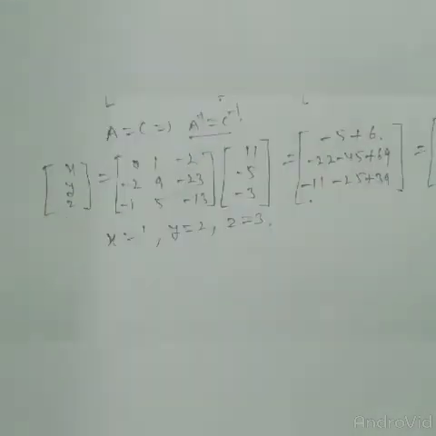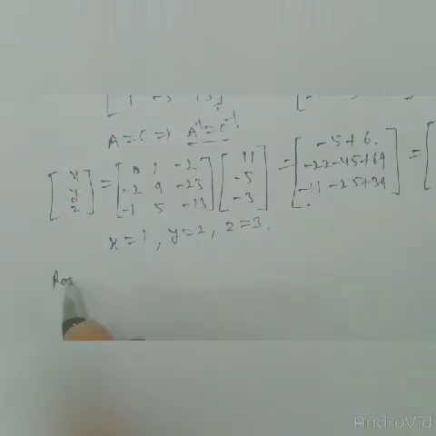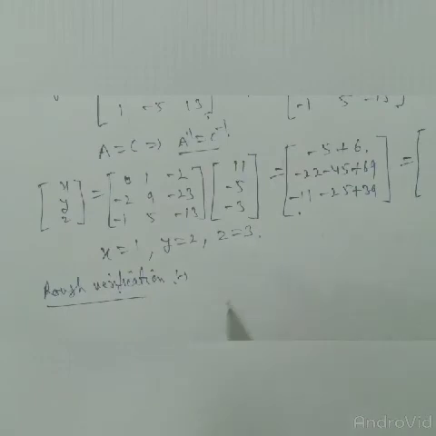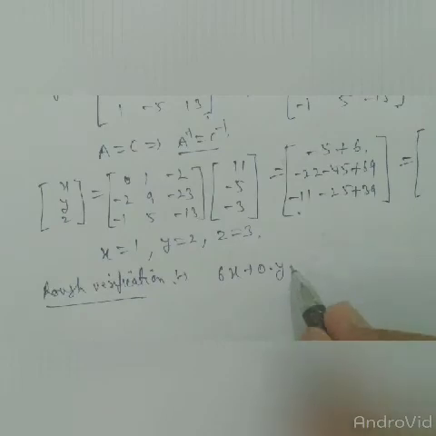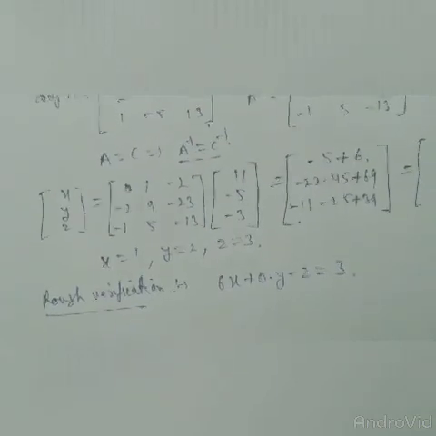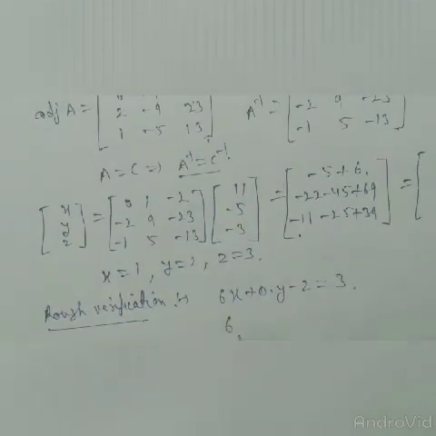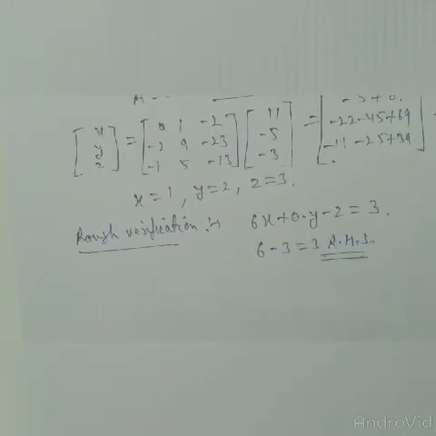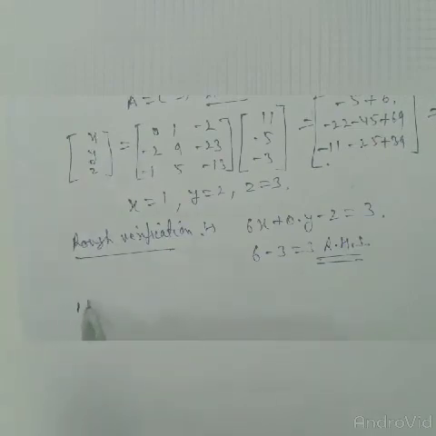For rough verification, adding the three equations, the result is 6x plus 0y minus z equals 3. If we put the value of x as 1, so 6, this is y, minus 3 equals 3, which is the right hand side, so our answer is right. Clear? So in this way you can find the solution of a system of equations.